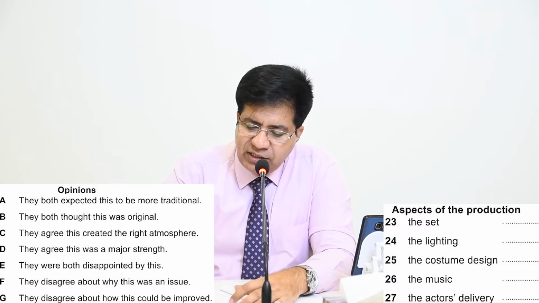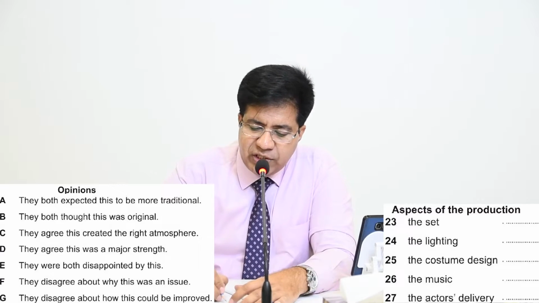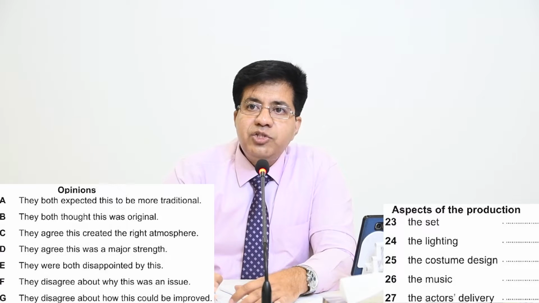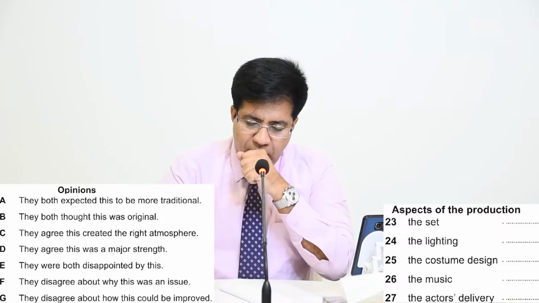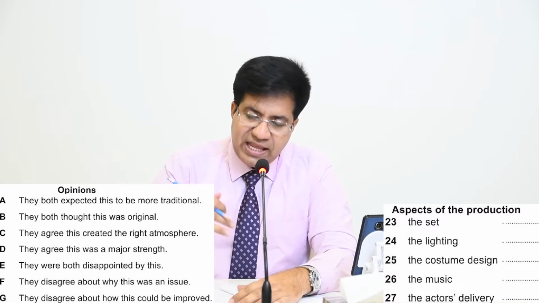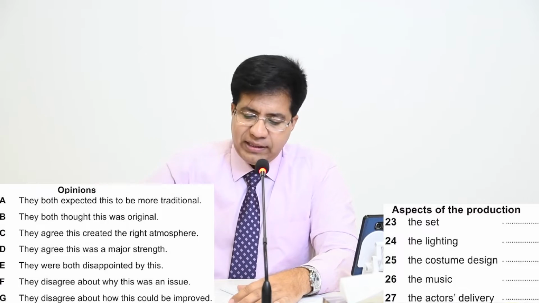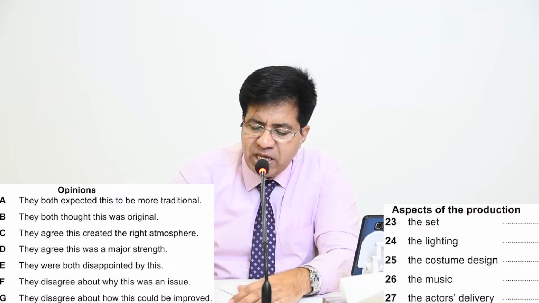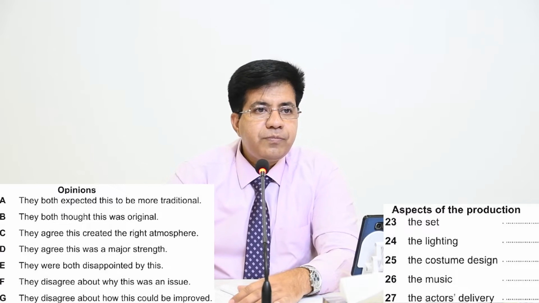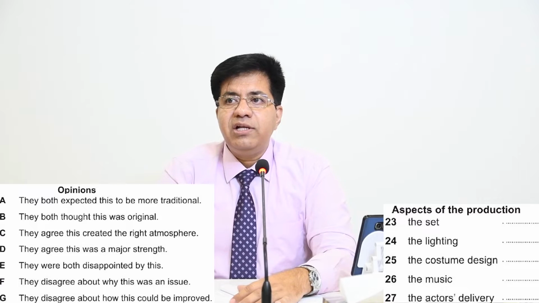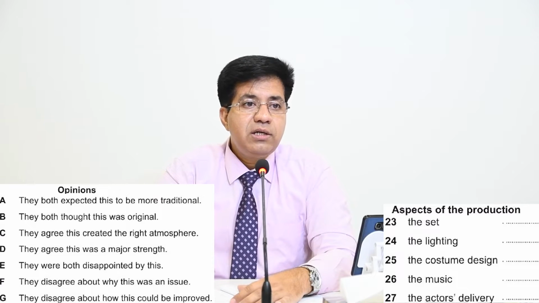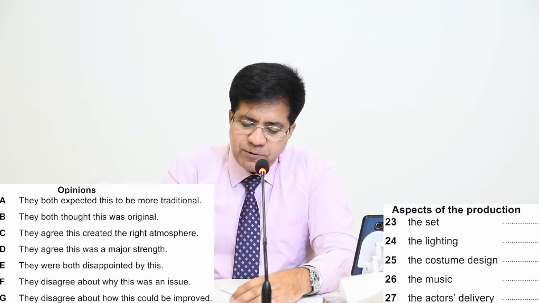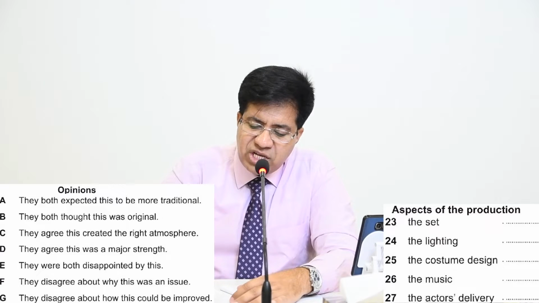They both expected this to be more traditional. They both means the students who are discussing it. So they are using they both, they agree, they, all that. Underline to be more traditional. Now for traditional, they can use the word conventional. Option B, they both thought this was original.